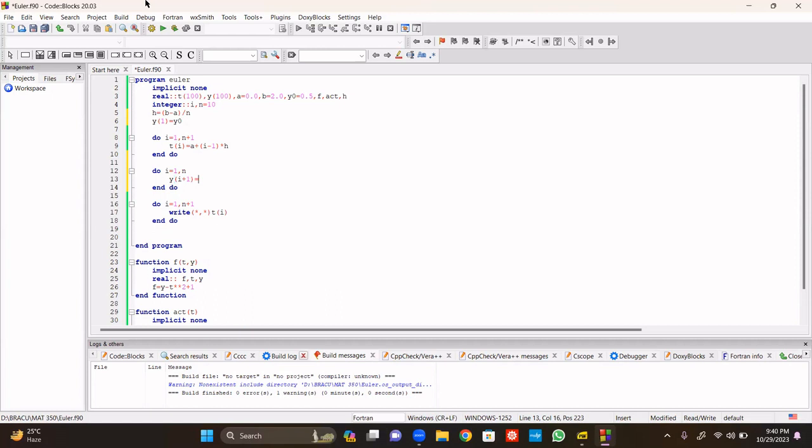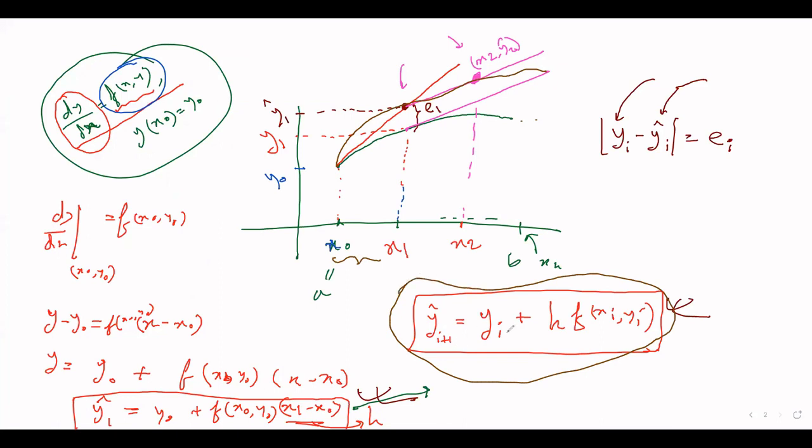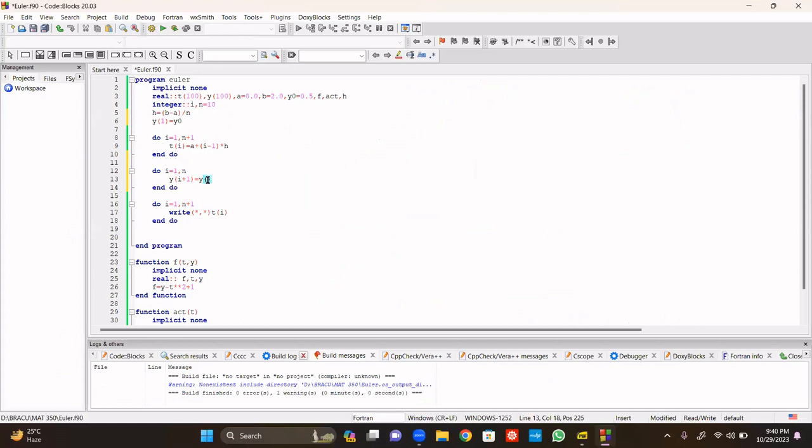equals to, we are going to use this equation here. y(i+1) is yi plus h times f of xi, yi. Should work. Let's see. Write yi beside ti. Let me compile and run.